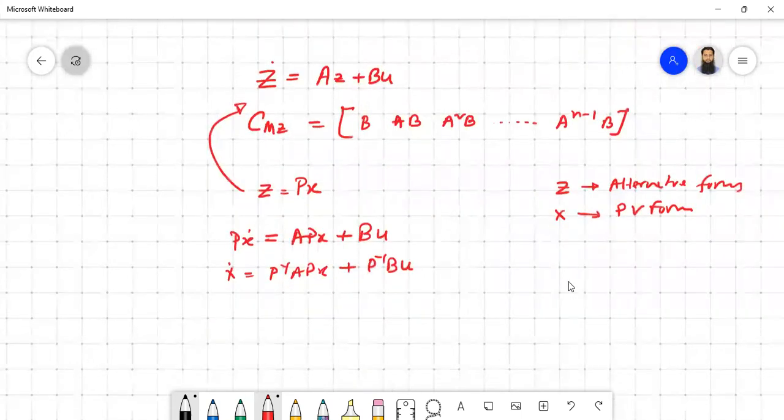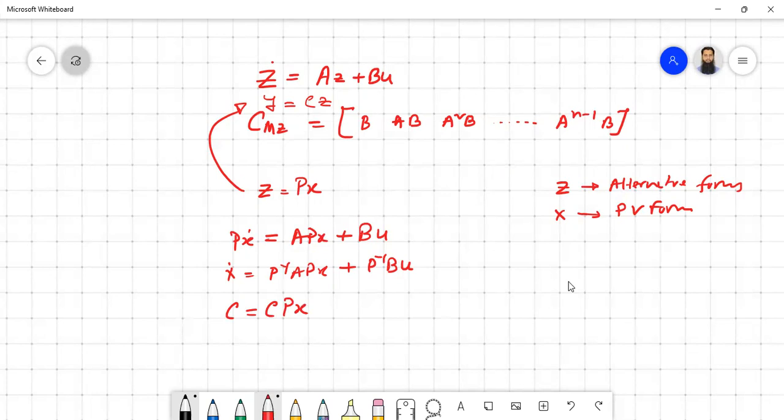And what about our output? We haven't mentioned it in the original system. So in the original system, say Y equal to CZ. Accordingly, in the phase variable form, it will be Y equal to CPX. So Z is simply replaced by PX. So this is our phase variable form now.